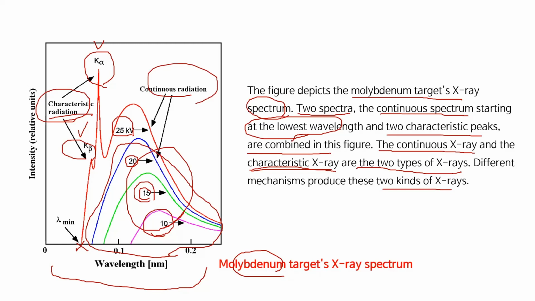So at low voltages below 25 kilovolt, we have only continuous X-rays. However, if you use 25 kilovolt and above, then we have characteristic X-rays in addition to continuous X-ray.